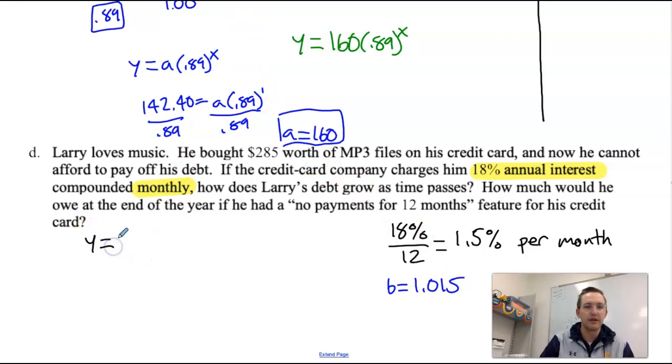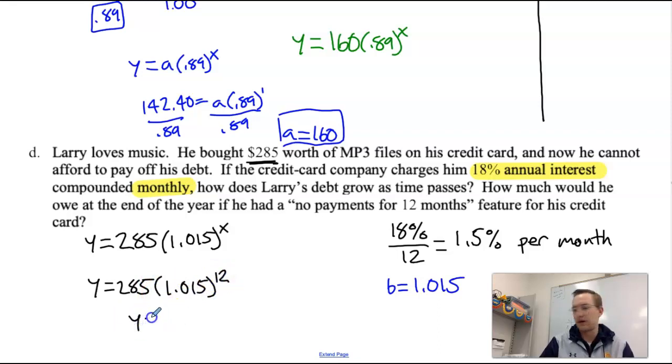So now we just have to write an equation. So we have y equals 285, which is the starting amount for the money that Larry spent on his music, times our multiplier we just found, 1.015, all raised to the x, where x is now the number of months, and we want to figure out how much money he owes at the end of a year. So we have to plug in 12 for x. So for this one, y equals 285 times 1.015 to the 12th power. So y is equal to $340.75. There we go.